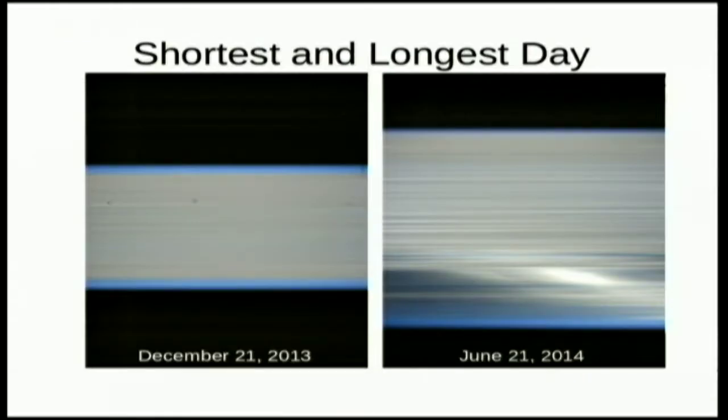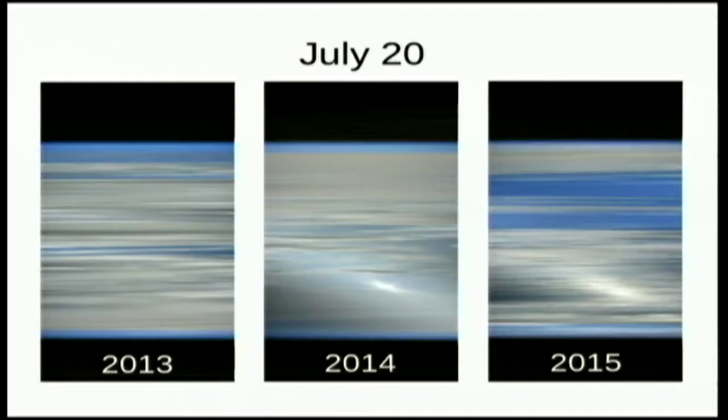You can also compare images on the same day through many years. You can see that 2015 actually was probably the least cloudy July 20th of any of them.